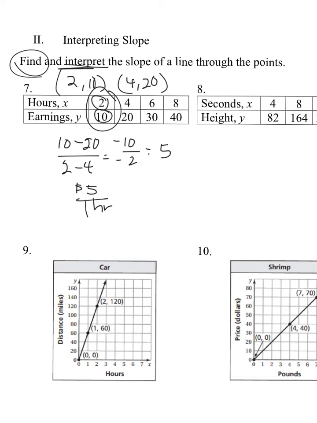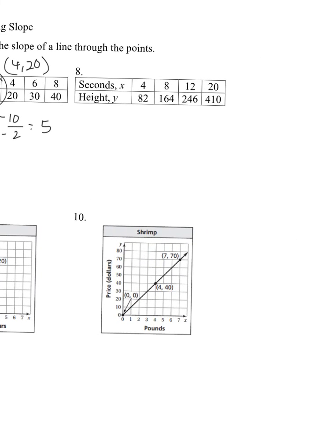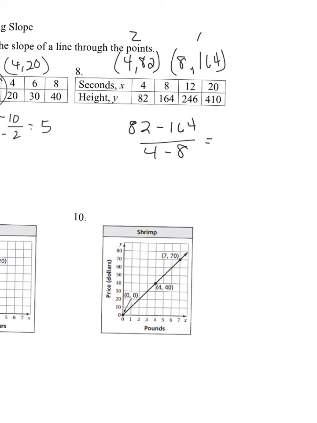So you make $5 per hour. The second one here, seconds in height, same concept. Take the first 2 ordered pairs you see. You can take any 2. So you have (4, 82), (8, 164). And then put them in your slope formula. y sub 2 minus y sub 1 over x sub 2 minus x sub 1. So here we have, I'm going to just call this coordinate 2 and this one 1. We have 82 minus 164 over 4 minus 8.